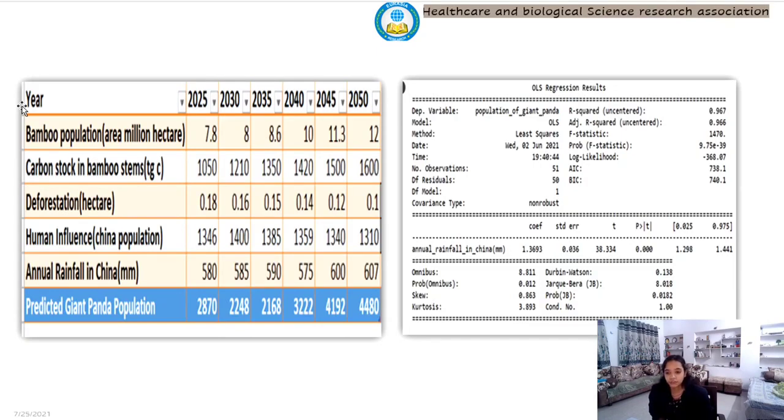2025 will be 2,870 with 96% R squared value. With 96% accuracy, there will be nearly 4,192 pandas in 2045 and nearly 4,480 Xian pandas in 2050. This trained model performs well on the task of projecting and predicting population estimates.